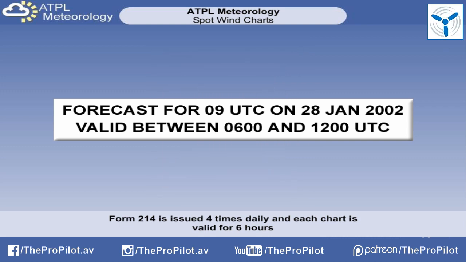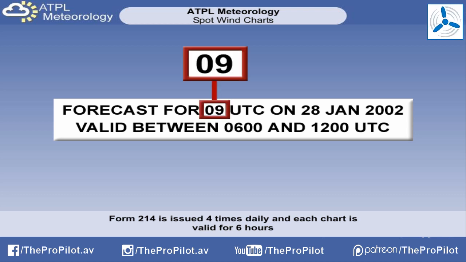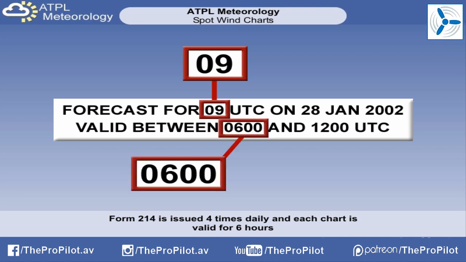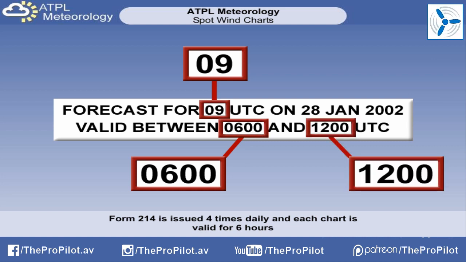The chart is a forecast of conditions expected at a set time. In our example chart, we see that it is forecast for 0900 Zulu, but valid 3 hours prior to this at 0600 Zulu, and 3 hours after at 1200 Zulu.